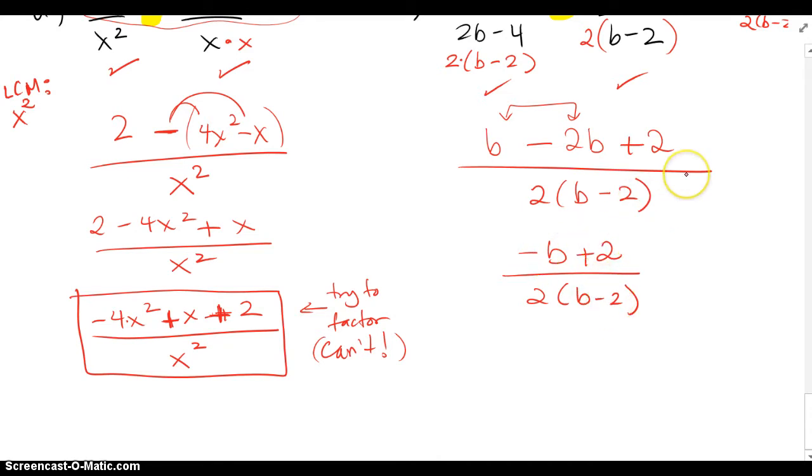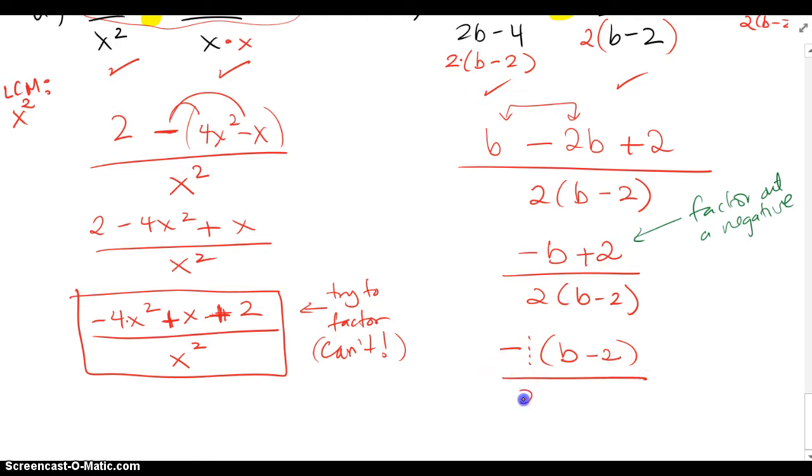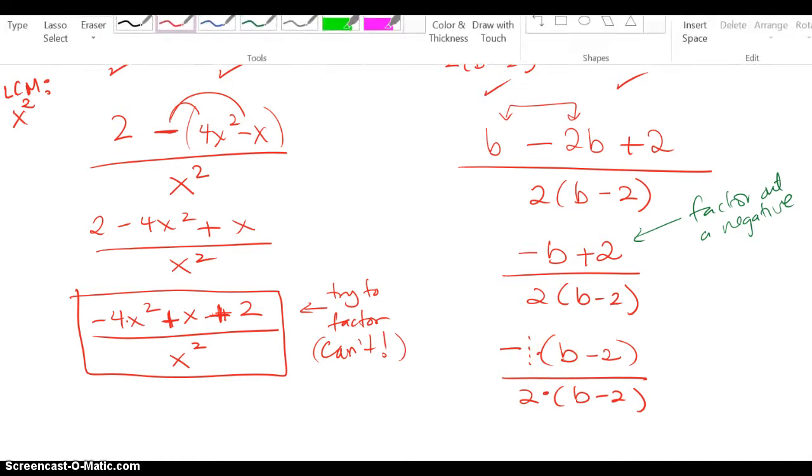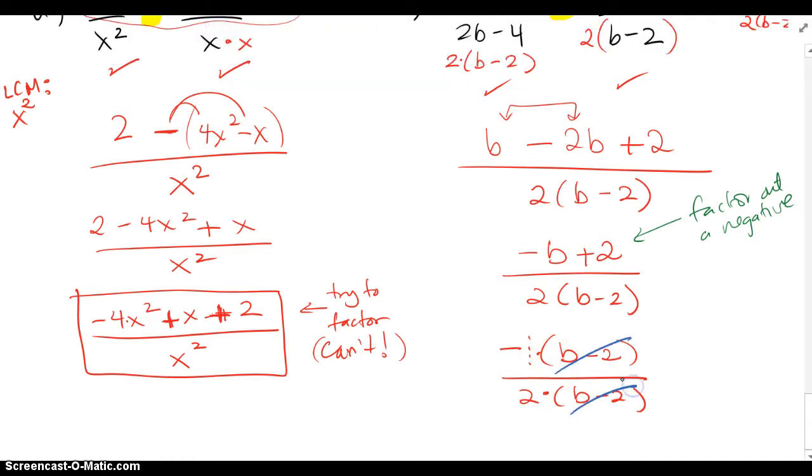So what I'm going to do here is go ahead and factor out a negative from the numerator. When I factor out a negative 1, this is going to switch into a positive b, and the second term is going to switch into a negative 2, all over 2 times b minus 2. Now notice these are products, and since they're products and common factors, I can make them go away, so I end up with just a negative 1/2 for my final answer.